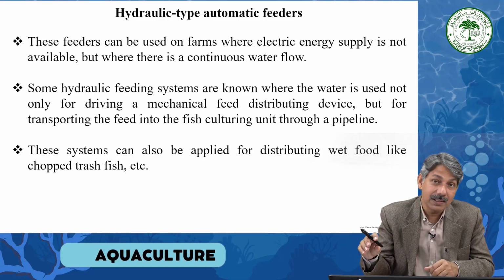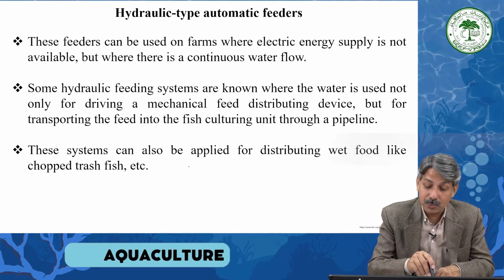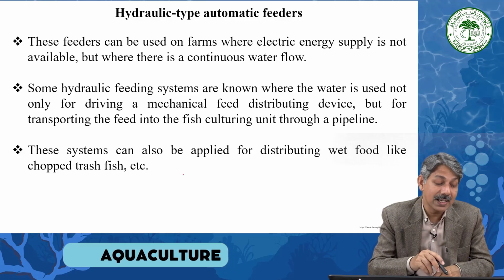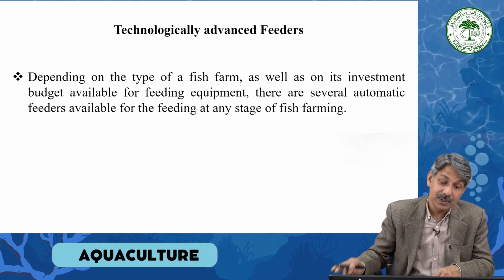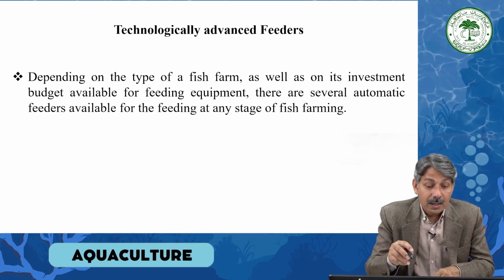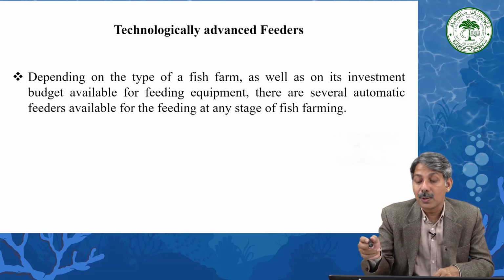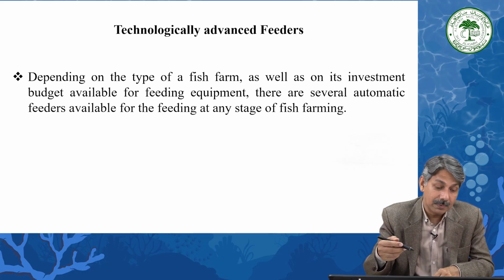You can use a pipeline here also. These systems can also be applied for distributing wet food like chopped trash fish. This is one of the major advantages of this system. Then we have technologically advanced feeders depending on the type of fish farm as well as on its investment, financial resources that are available, especially for feeding equipment.